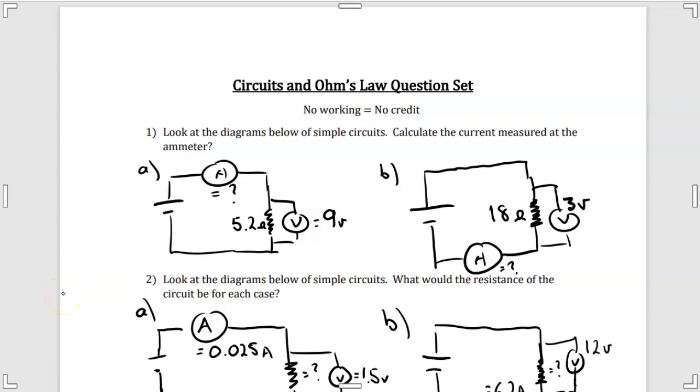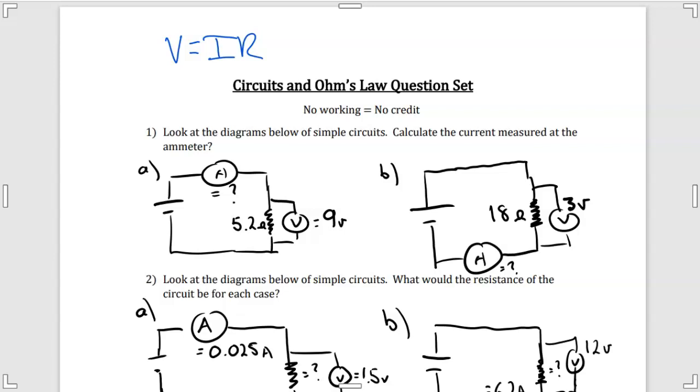Alright guys, so you have a worksheet today, circuits and Ohm's law question set, and I just wanted to go over some of these questions for you so you'll have more luck. Now, the first page, first side, is super easy. All you are doing is using Ohm's law, voltage is equal to current times resistance.